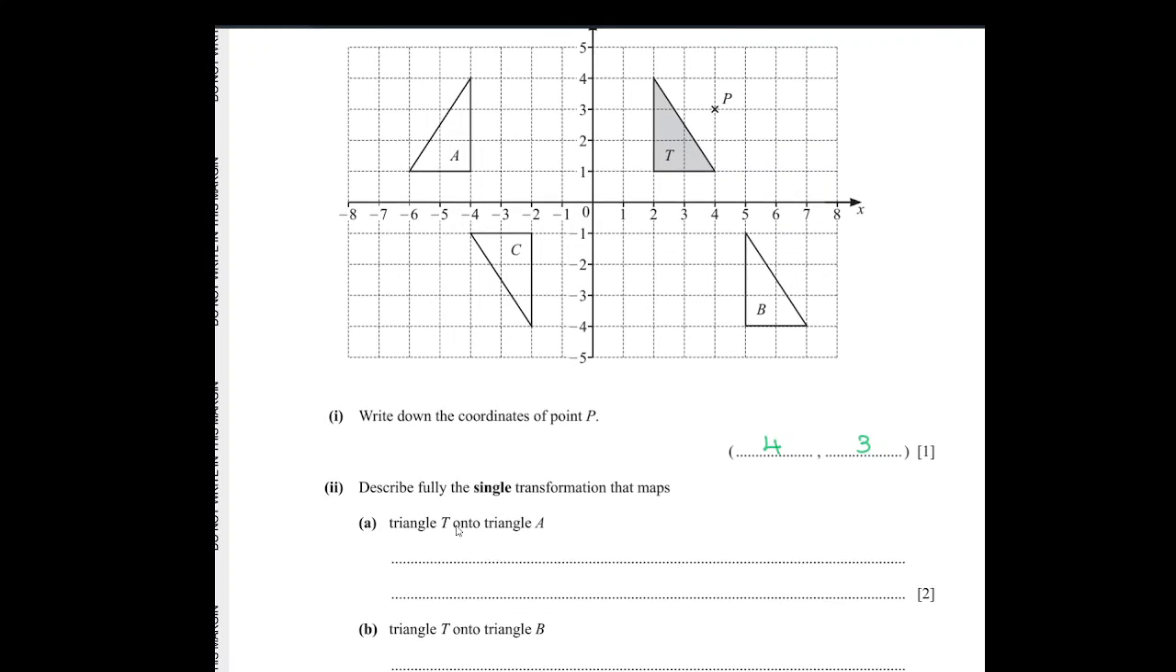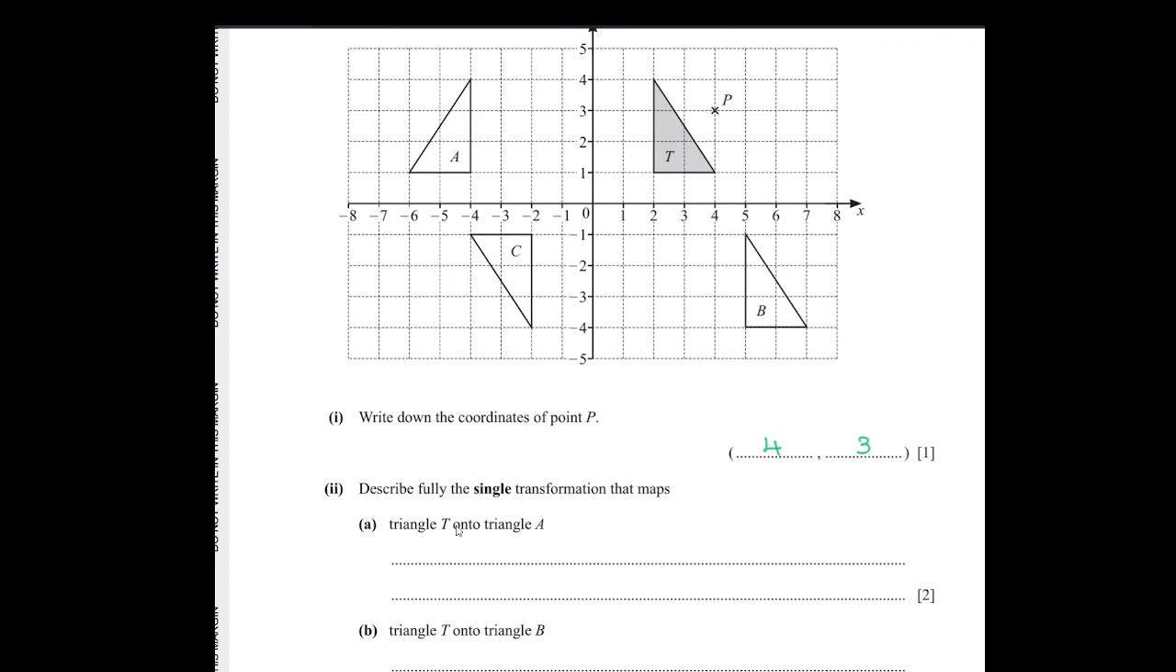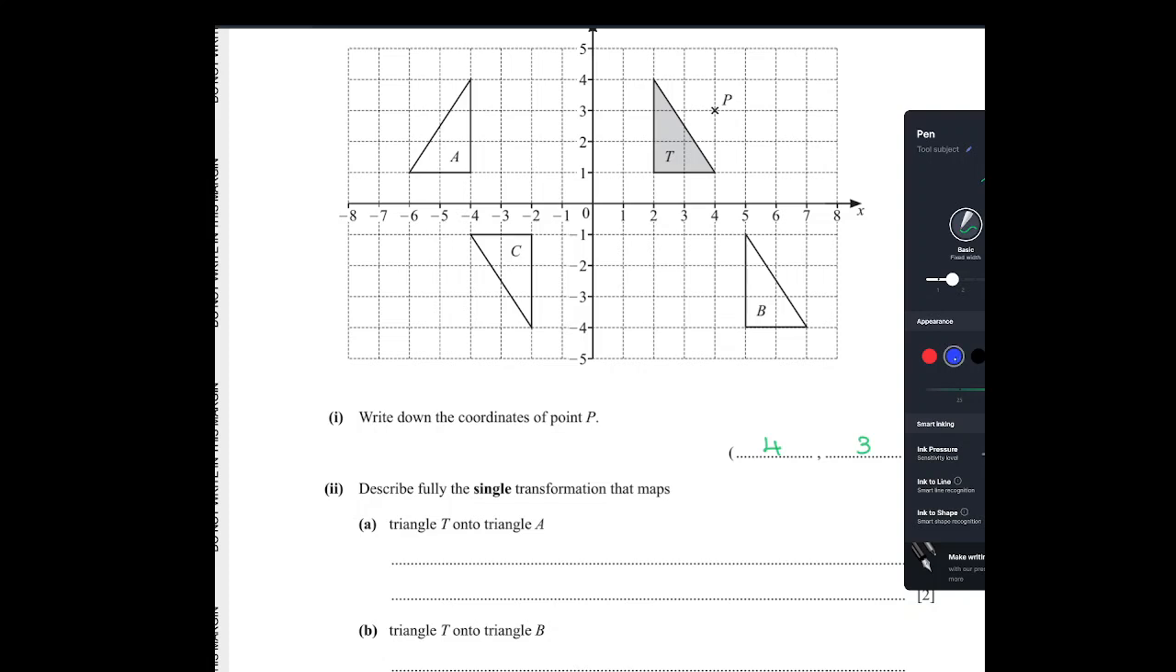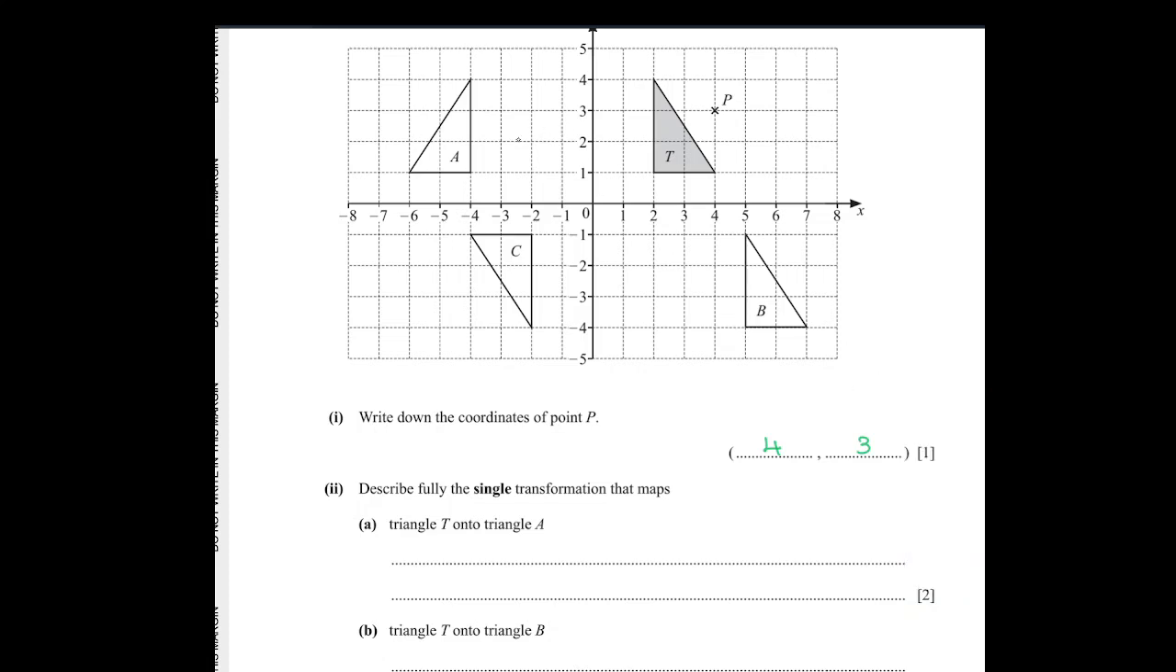Question number 2. Describe fully the single transformation that maps triangle T onto triangle A. Now when you see triangle T and A, its left and right sides are getting flipped. So it is definitely reflection. Okay, and the reflection line should be exactly in between. So let us first count the whole number of boxes between. 1 2 3 4 5 6th box it is. So now take 3 boxes here, that will be the line of reflection, 3 boxes.